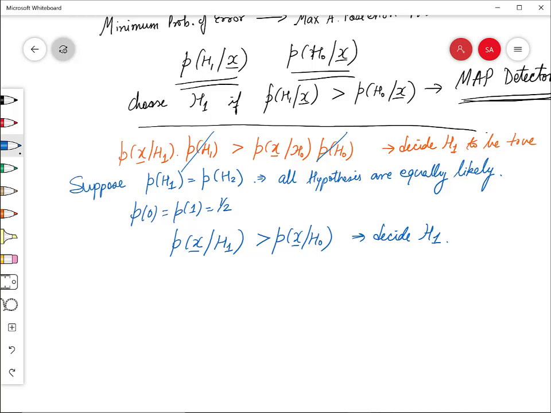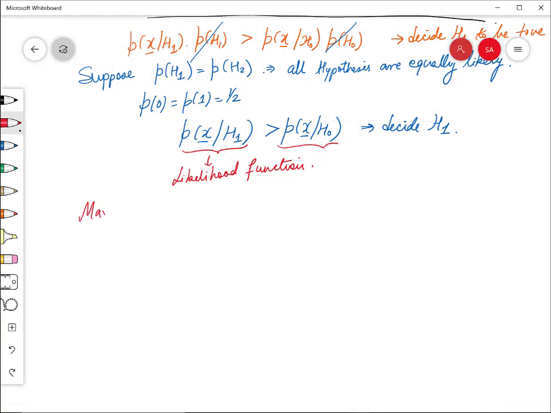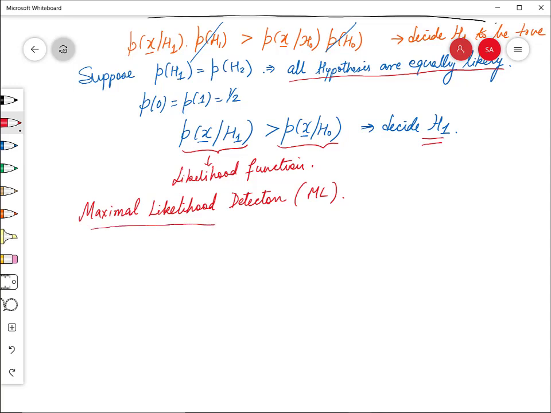And what are these quantities here? What do we call these quantities here? These are called the likelihood functions. So what we are trying to do is maximize the likelihood. So this is called the maximum likelihood detector, ML detector. So it says a very simple thing. It says that if all the hypotheses are equally likely, then you decide that hypothesis which has the maximum likelihood.